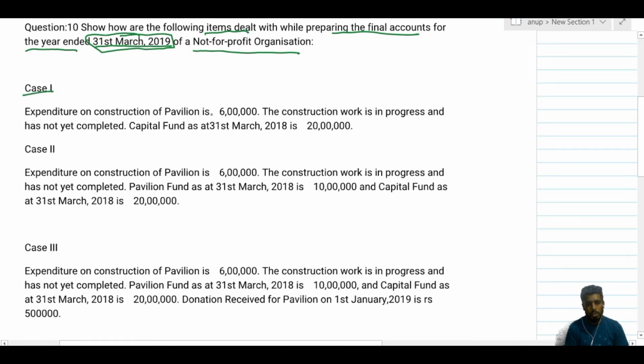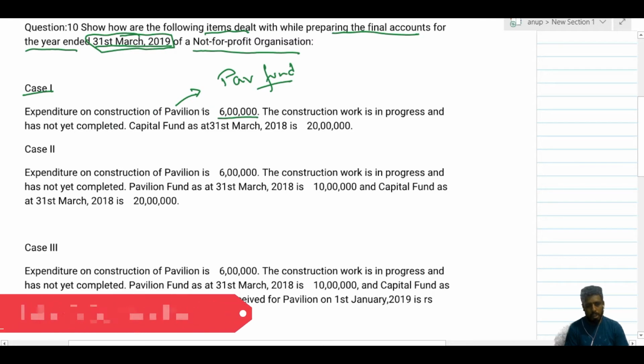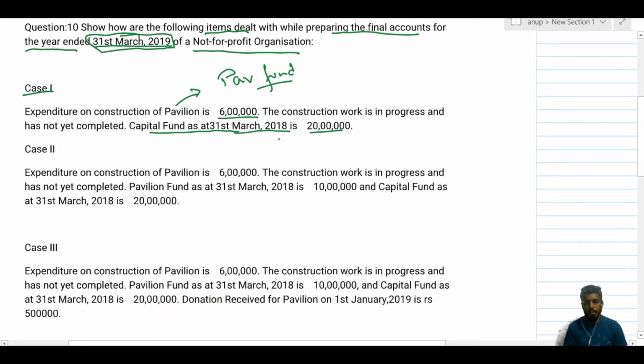Expenditure on construction of a pavilion is 6 lakh. So we will look for a pavilion fund, whether it is there or not. Let us read the question further. The construction work is in progress and yet to be completed. The expenditure incurred on construction was 6 lakh, and this construction has not been completed. And there is a capital fund of rupees 20 lakh at the beginning of the year. So how would you show this item in the final accounts of the non-profit organization?